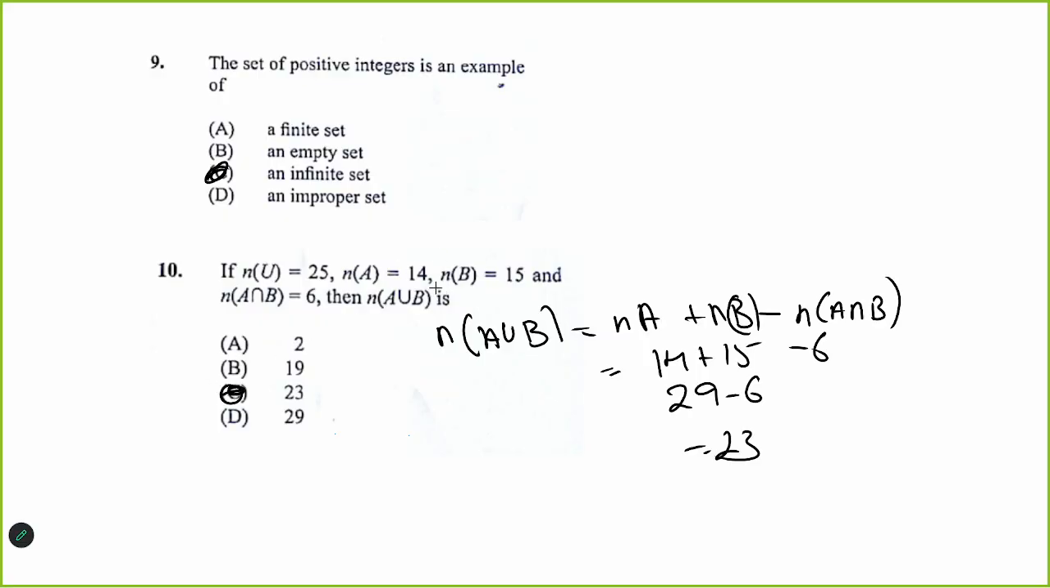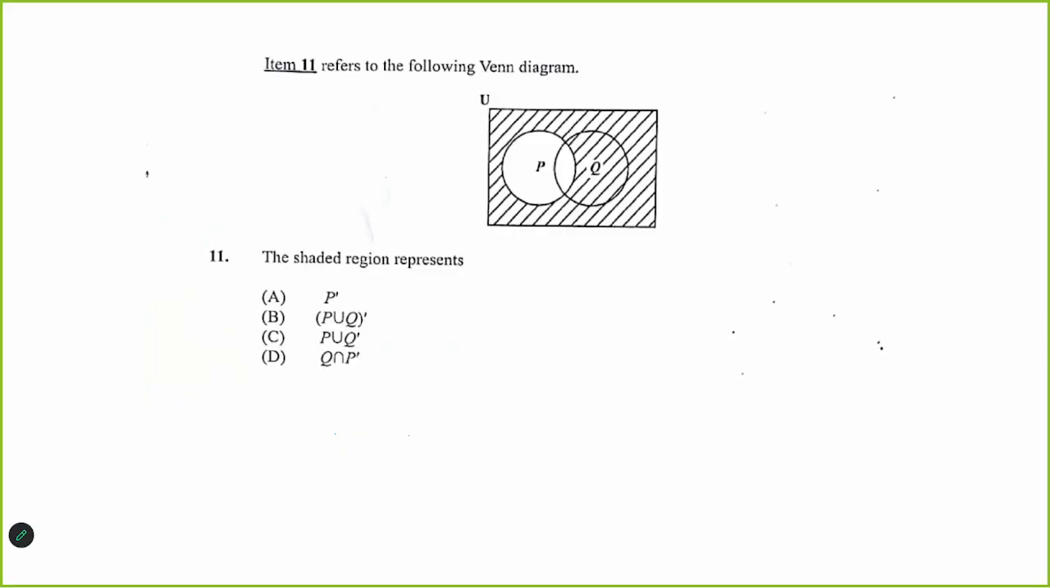If they told you the complement, then it would have been 2. But this is just the union of A and B. Right? This here was a repeated question. Everything outside of P, which is P complement.